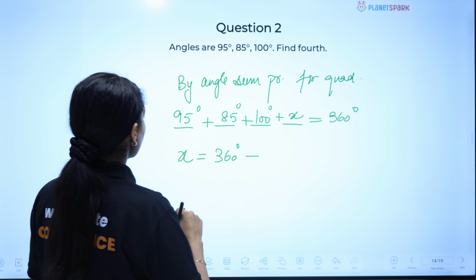So the fourth angle will have the measure 80 degrees. Okay, next one. Angles are in the ratio 3:4:5:6. Find them. Okay, अब ratio given है, तो what can we do there?